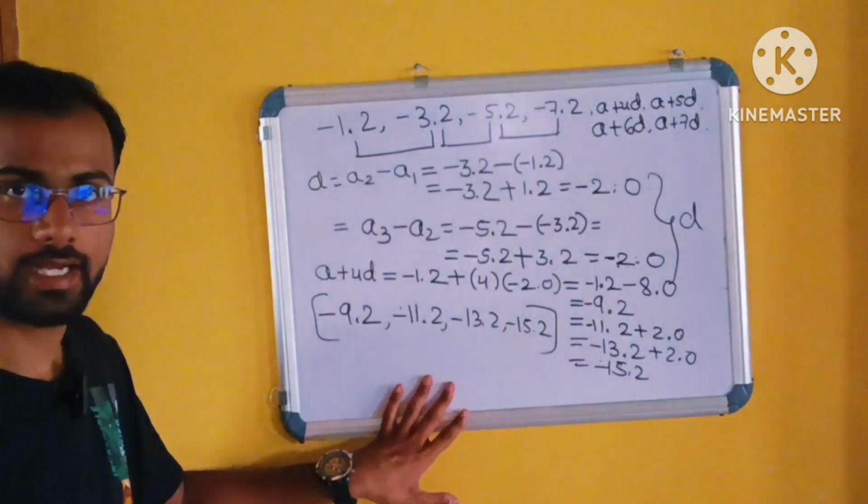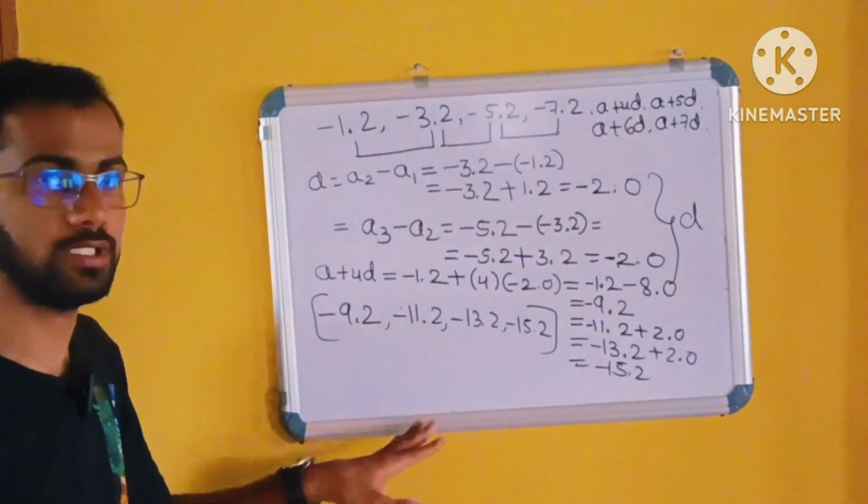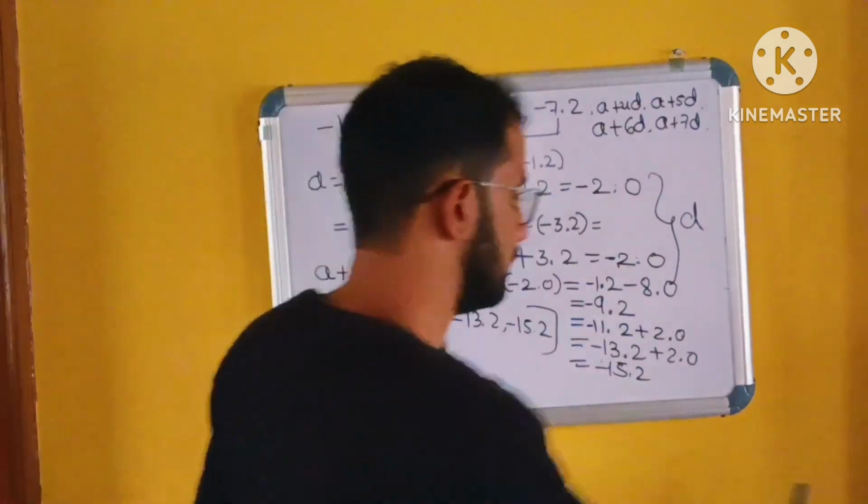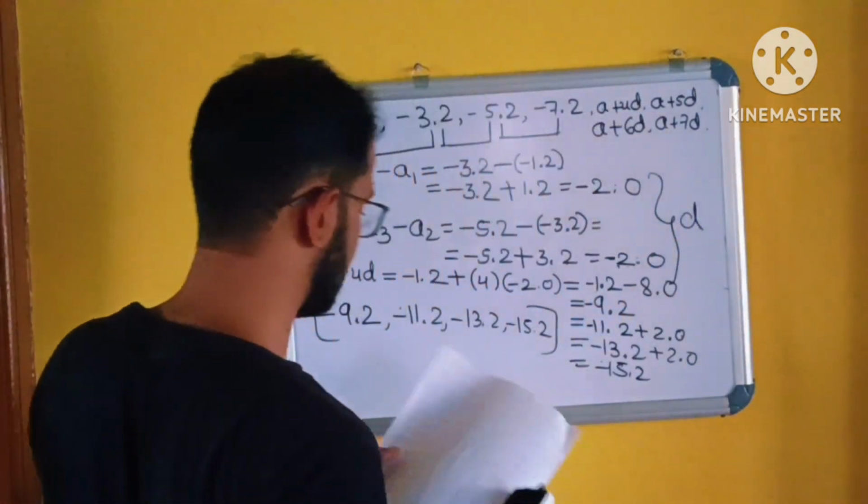This is how we can find the last four terms of the given sequence. Then let's move on to the next example.